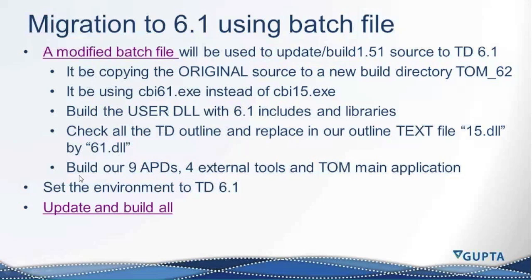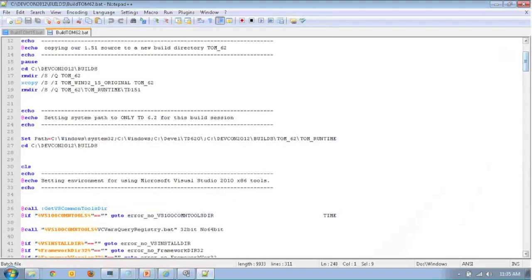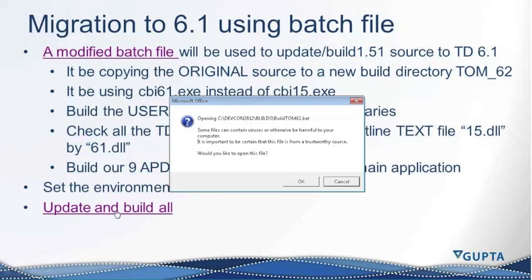Then I'll build all our 9 APDs using the new CBI 6.2 executable, and I'll build external tools and the Tom main application. Of course, I'm going to set the environment to TD 6.2. As I showed you here in the beginning, I have to set the environment for TD 6. So let's do that.